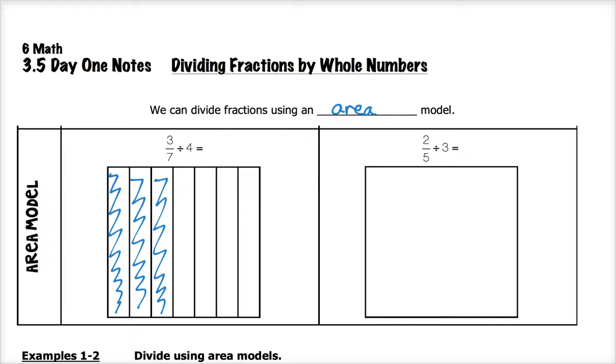What I now want to do is, because this is 3/7 divided by 4, take these pieces I've shaded, and divide them into 4 equal parts, or into 4 equal groups. So that would be 1, 2, 3, and 4. And so now what I'm going to look at is what kind of pieces do I have in one of those groups?